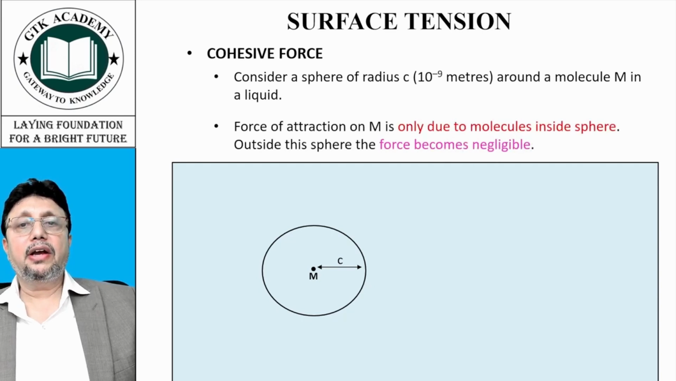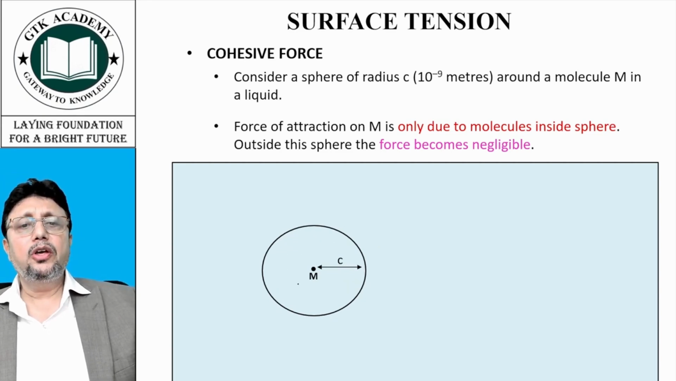the force of attraction on this molecule M is only due to the molecules which are inside this sphere. There are many molecules, right? Outside, we have already said when the distance is more than C, the force of attraction becomes negligible. So there is a force of attraction on this molecule M because of all the molecules present inside this sphere.